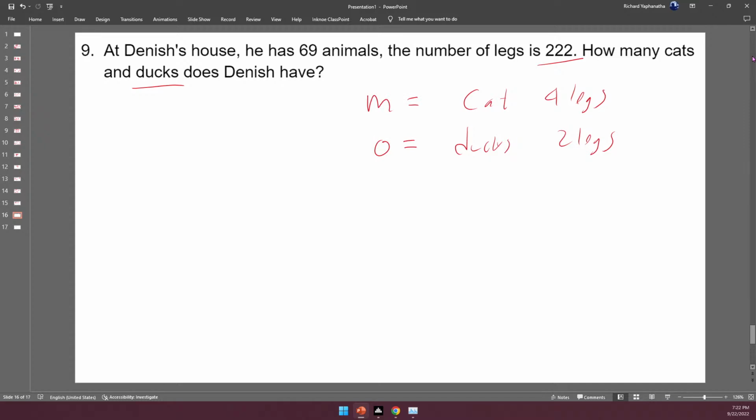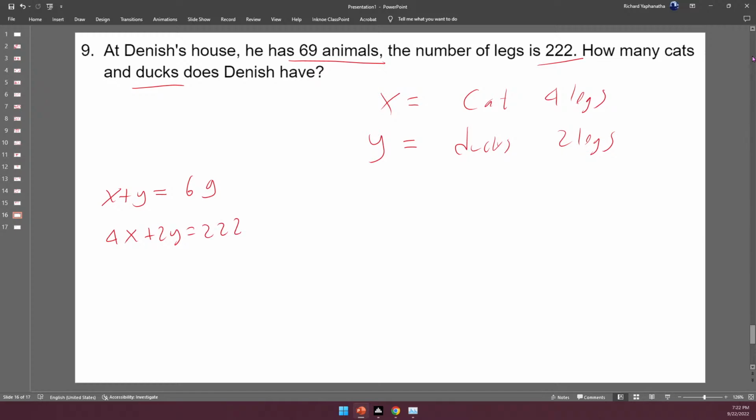So we will have M as the cat and O as the duck. Or if you want to go with something simpler, you can always use X and Y. X is the cat, which has 4 legs, and Y is the ducks. Because we have 69 animals, the first equation is X plus Y equals 69. Then the second is 4X plus 2Y equal to 222.